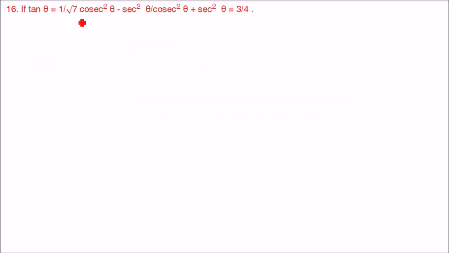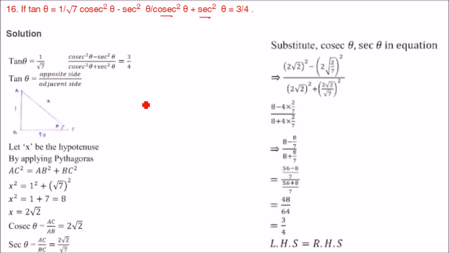Now tan theta is 1 by root 7. We have to find the value of, or you can say that we have to prove that cosec square theta minus sec square theta by cosec square theta plus sec square theta equal to 3 by 4. So how we are going to do this? Tan theta is given. We know that tan theta is perpendicular by base. So if we make a triangle, this is the theta.